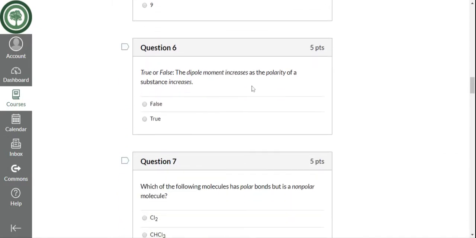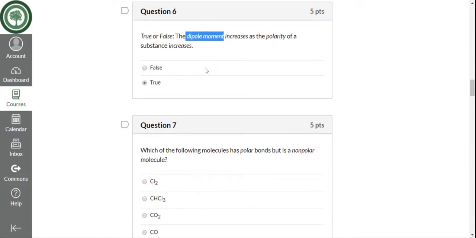The dipole moment increases as polarity increases. That's true. So when we say something's polar, that's a qualitative statement. But the dipole moment is experimentally measured. It is the quantitative measurement. And it has to be experimentally determined. The only way you would really be able to guess what it is is if it's perfectly nonpolar. And in that case, the value would be 0.